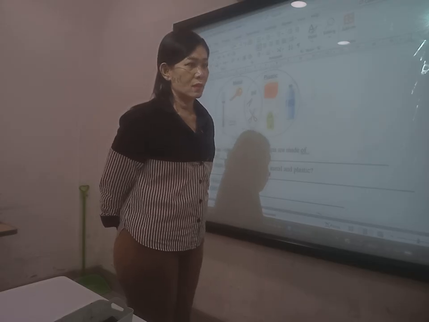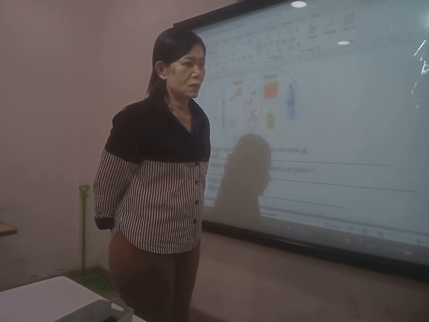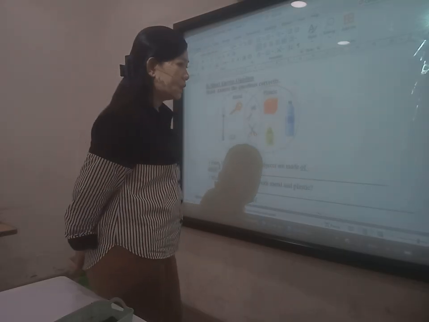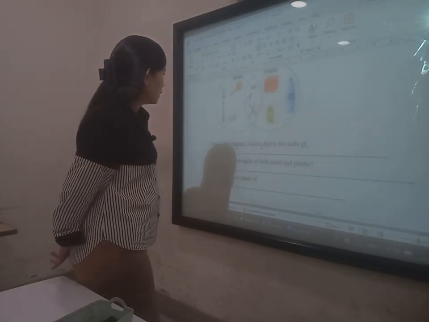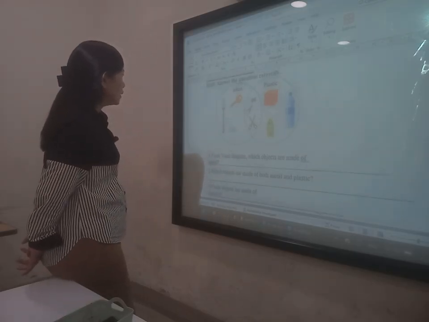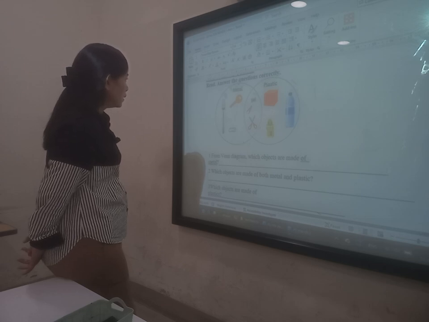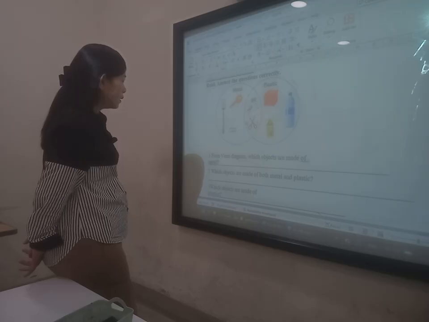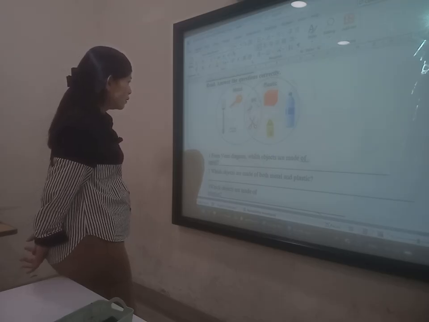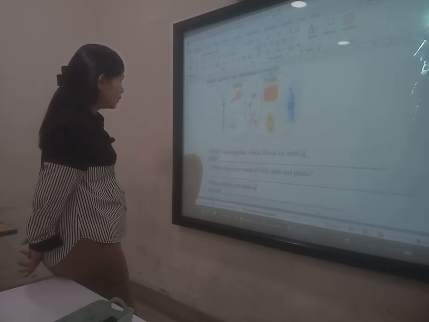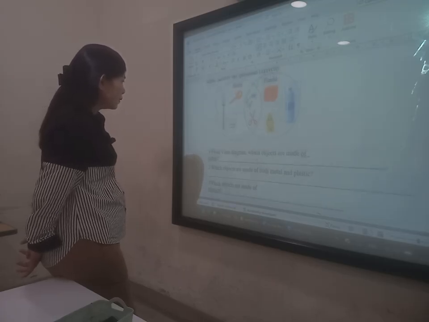Okay, I think we have a wrong concept here about this kind of question. You just mentioned from a Venn diagram, which objects are made of metal, it means all the things inside this circle. This is a metal circle, so these three things as well are a part of metal. And the question, which objects are made of plastic? All of this plastic circle, including these three.